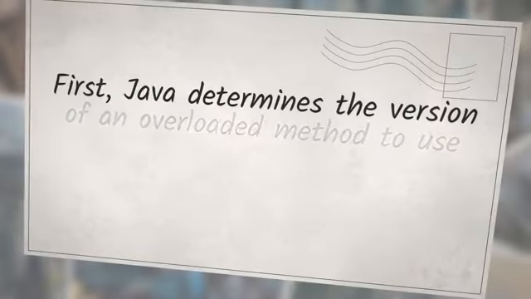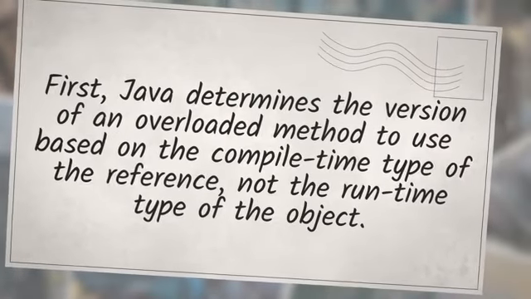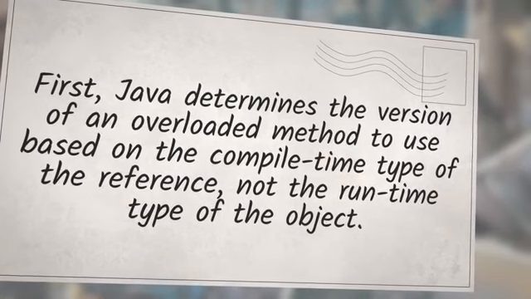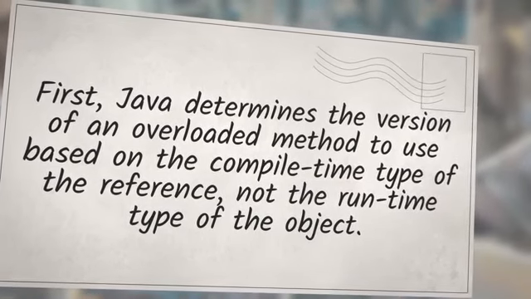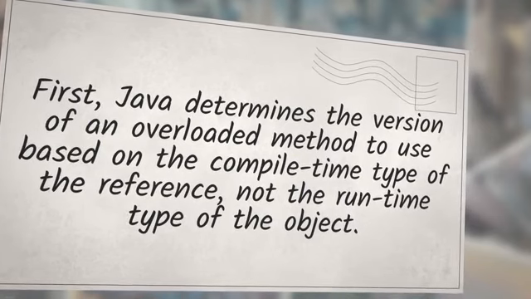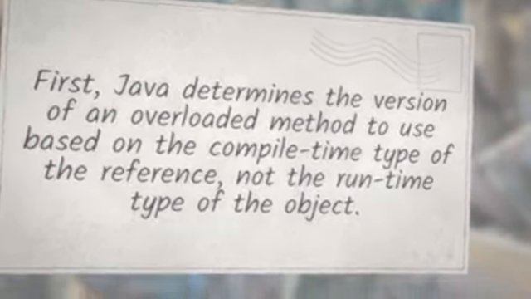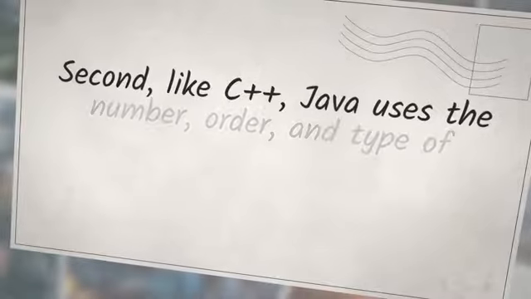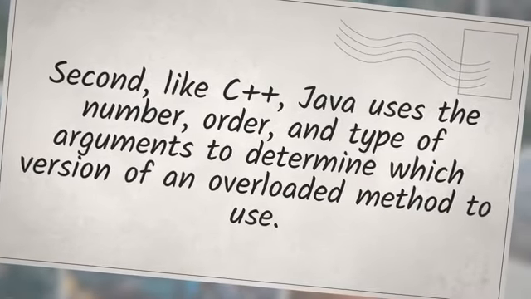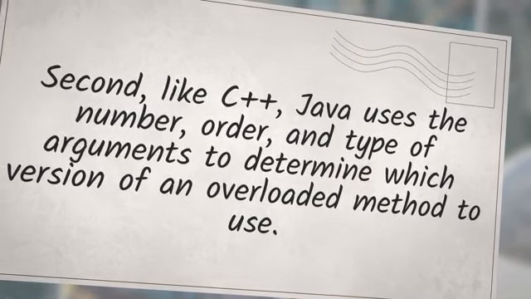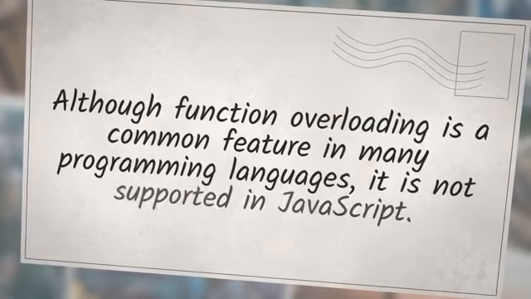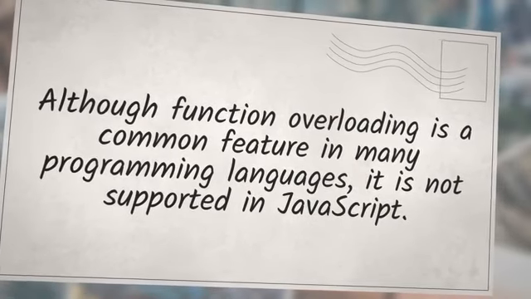In Java, function overloading is accomplished similarly, but with a few key differences. First, Java determines the version of an overloaded method to use based on the compile time type of the reference, not the runtime type of the object. Second, like C++, Java uses the number, order, and type of arguments to determine which version of an overloaded method to use. This pre-runtime selection of functions adds an element of predictability and control to coding.